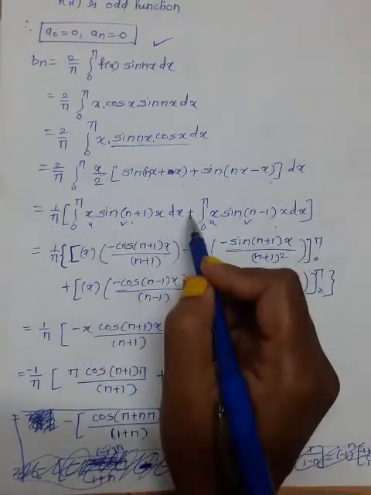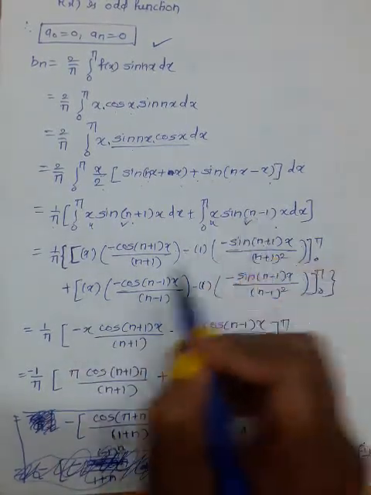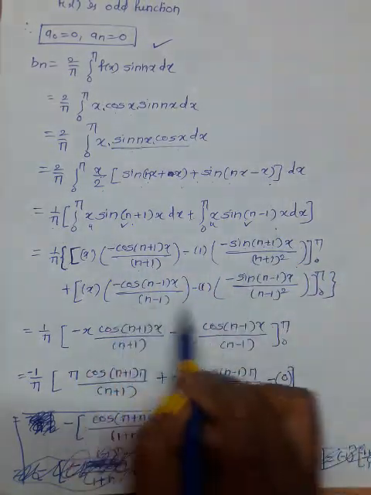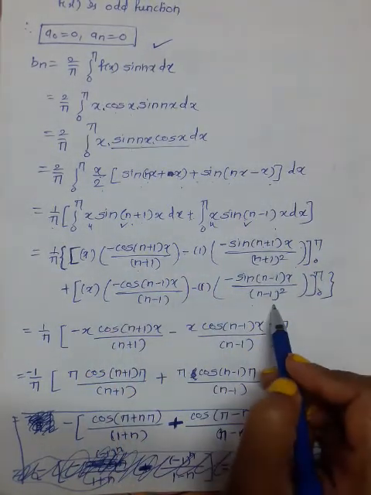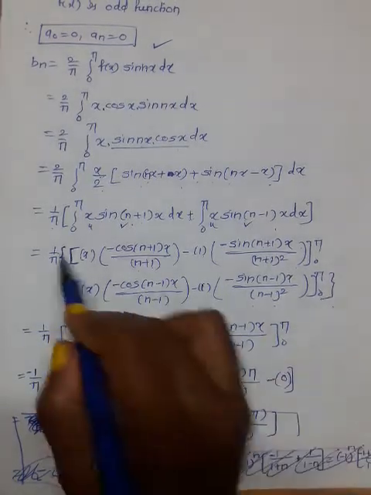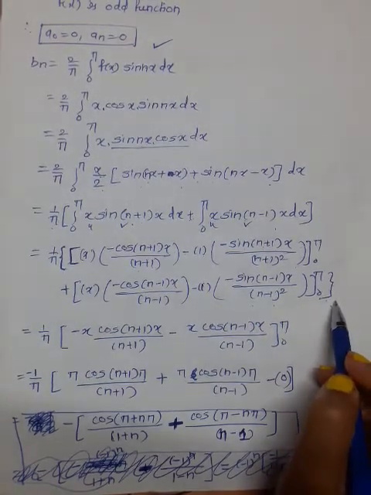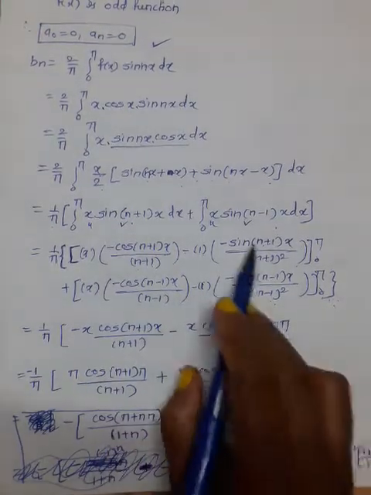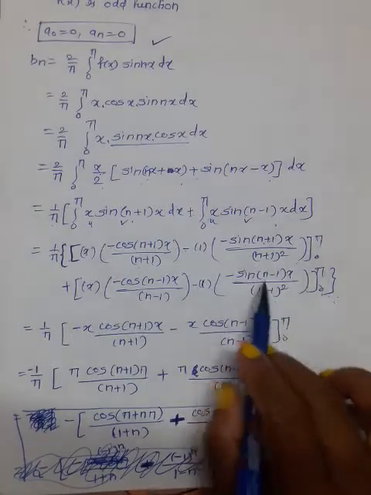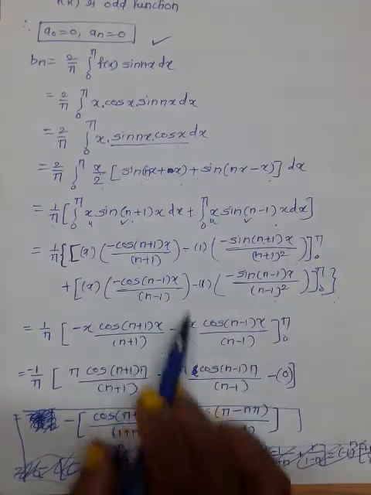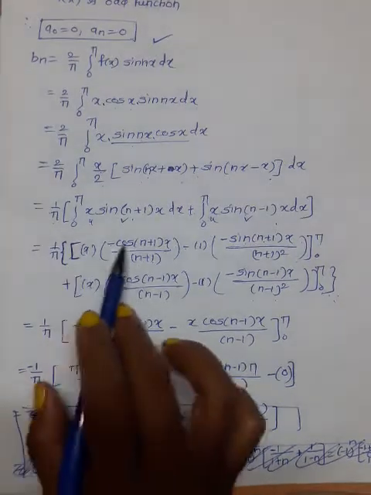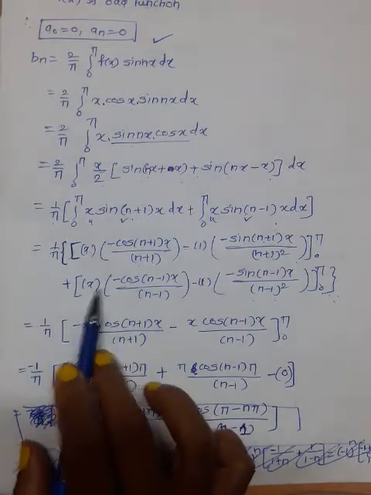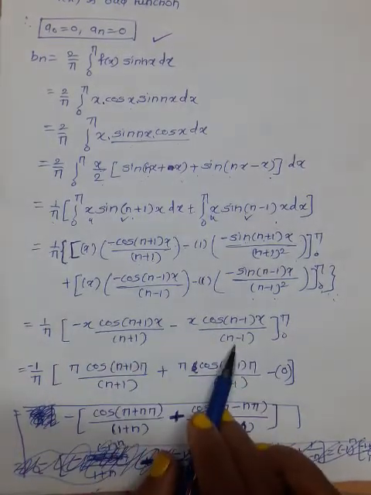Limit 0 to pi. Now, the second integration: plus u into integration of sine. What is the difference between these two? Only the angle is different. That's why the rest of the terms are the same. Limit 0 to pi. The curly bracket completes for the whole step. Now, we know for the sine terms, for the lower and upper limit they vanish. Therefore, we consider only these two terms: minus x cos of n plus 1 x upon n plus 1, and this again, minus x cos of n minus 1 x upon n minus 1, 0 to pi.